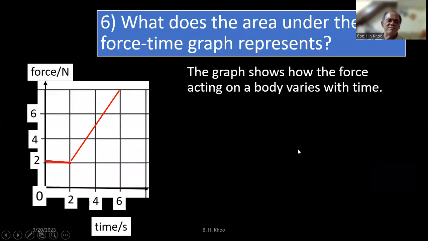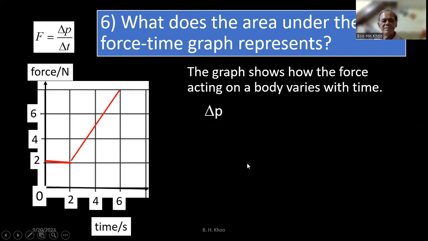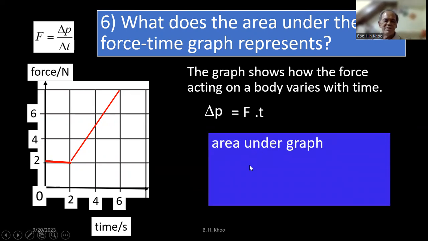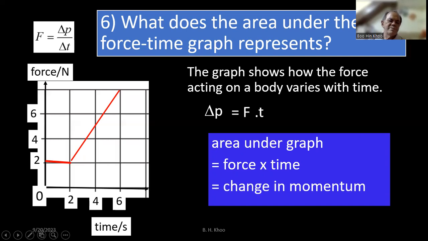Okay, what does the area under the force-time graph represent? The graph shows how the force acting on the body varies with time. Right? That's the formula that we are using. So delta p equals F, take your delta t across there, and use delta t or t, depending on how you define your t. So this is F times t. F times t is the area under the graph. It's force times time. Change in momentum. So area under the graph is the change in momentum, or impulse.